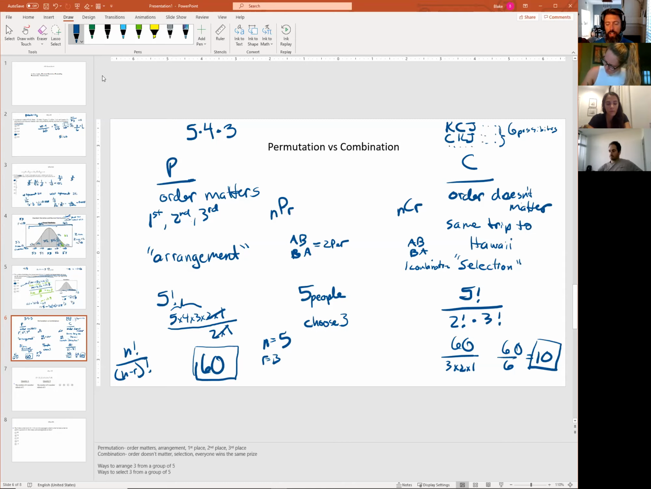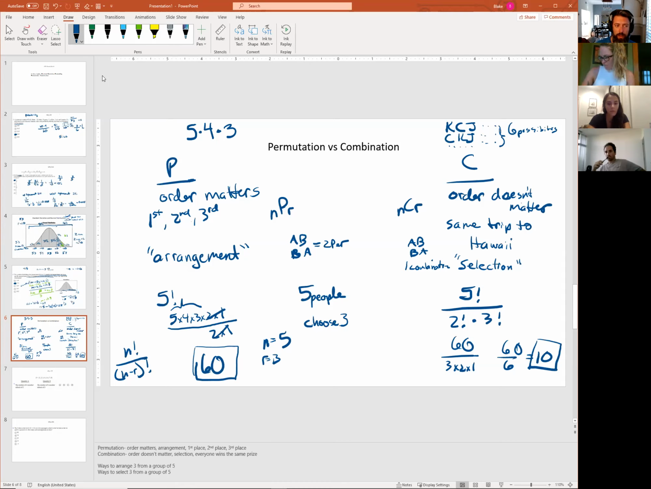What I definitely need to make sure that you guys understand is permutation, order matters. Combination, the order doesn't matter. The keyword for permutation is an arrangement. The keyword for combination is a selection. And then how you can set up the factorials for these.